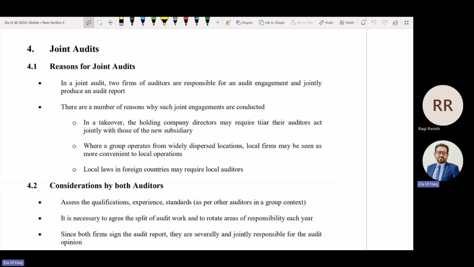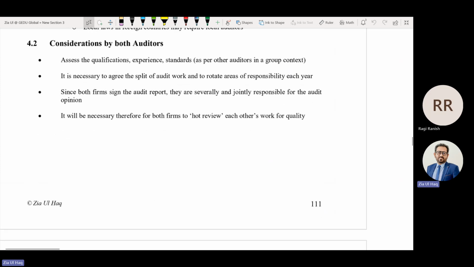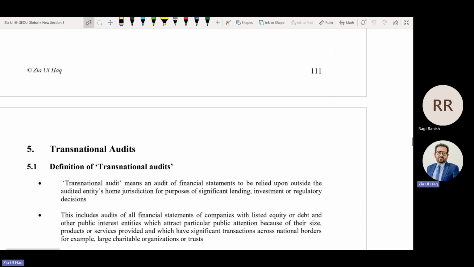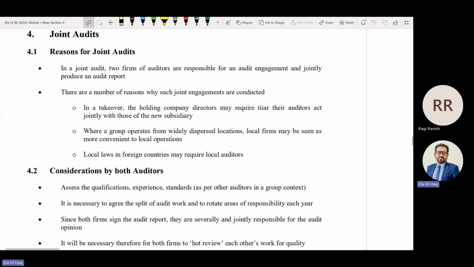When two or more firms jointly audit one client. Where does it happen? Normally in a foreign subsidiary, in group audit where you have a foreign subsidiary. There could be some advantages of joint audit, and there could be some disadvantages. What could be the advantages? We can share expertise. We can perform the audit quickly with combined resources.